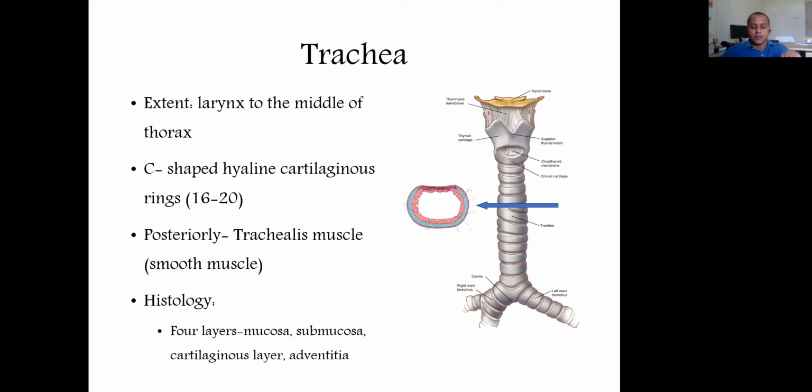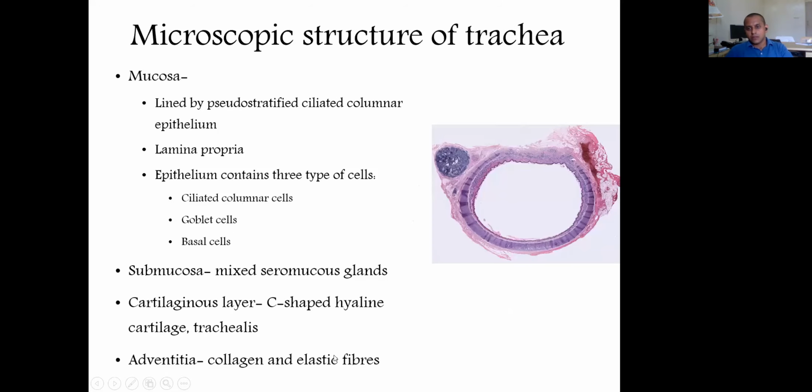Hyaline. Okay. So basically, histologically, what we are going to see is four layers. One is the mucosa, other one is submucosa, cartilaginous layer, and adventitia. So this is the panoramic view of the microscopic structure of the trachea. Here you can see this is the mucosa layer. Next comes the submucosa, and then comes the cartilage. The cartilage is prominently seen right here.